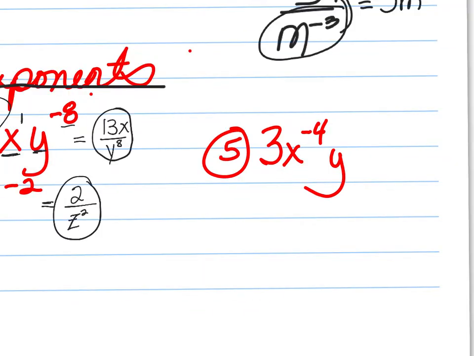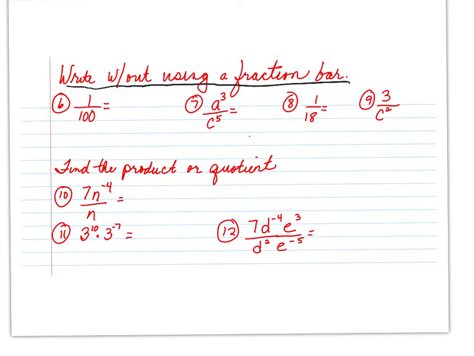Jackson, what'd you get for your answer here? 3y over x to the 4th. How many of you got 3y over x to the 4th? That is correct. Okay, because that's the coefficient. That has an exponent of 1. It says write without using a fraction bar. Well, what's the power with 100?